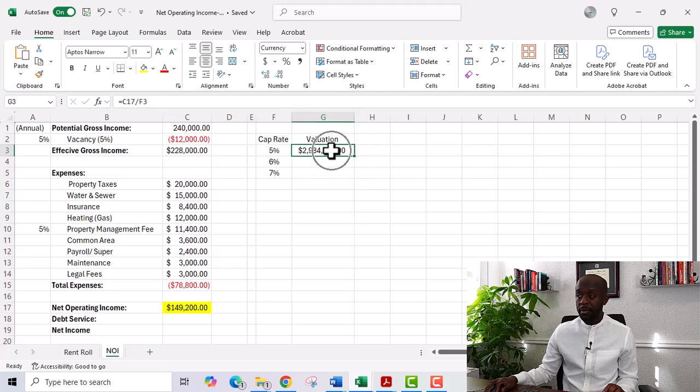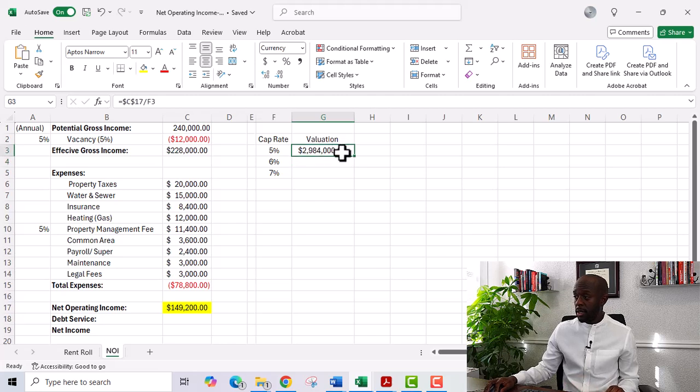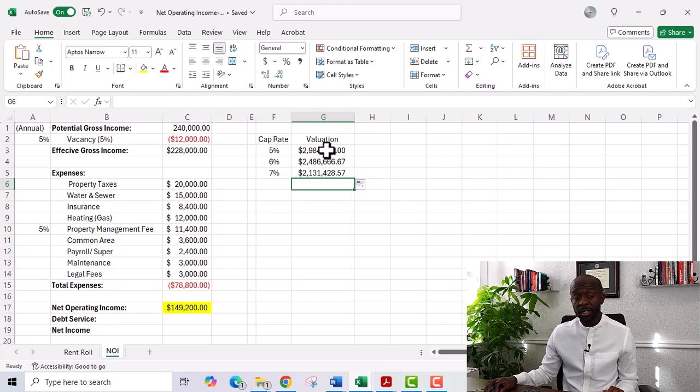All right, so we'll go ahead and drag that down. So assuming a cap rate of 5%, that's going to value the property at $2.9 million. Assuming a cap rate of 6%, that's going to value the property at $2.4 million. And assuming a cap rate of 7%, that's going to value the property at $2.1 million. All right, so that's how we can use the NOI to arrive at the actual valuation for the property.